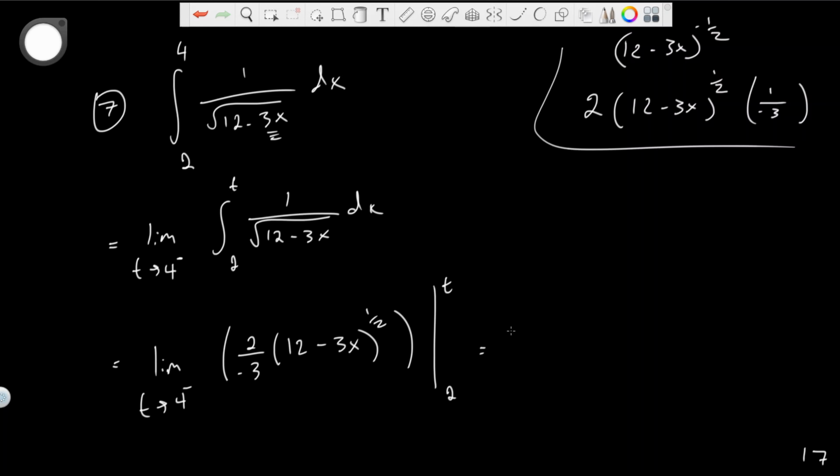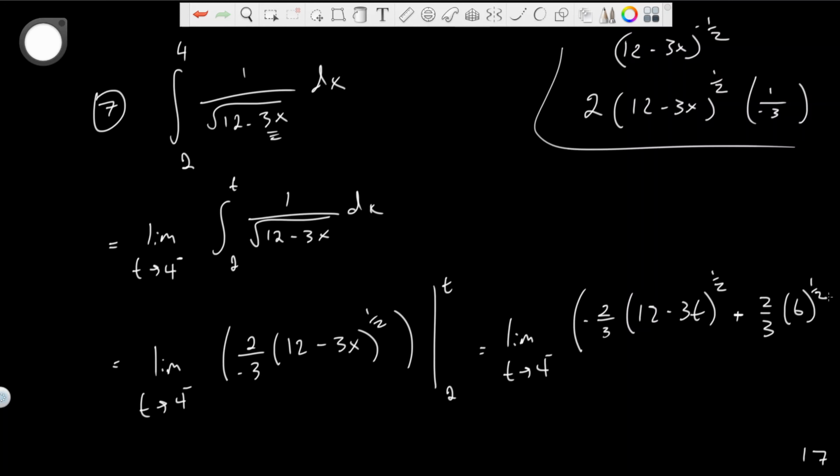All right, this is going to be the limit as t goes to 4 from the left-hand side of negative 2/3 times (12 minus 3t) to the 1/2, minus... plugging in 2 to this thing. So 12 minus 6, that's going to be 6. 6 to the 1/2, so plus 2/3 times 6 to the 1/2.